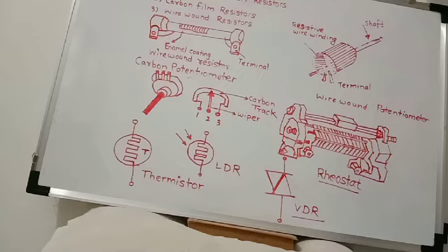granules of carbon with some binding material, and then this mixture is molded in cylindrical form. Then tin copper wire leads are inserted at the two ends, and this whole structure is sealed with some non-conductive material.